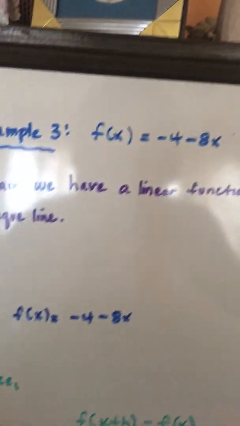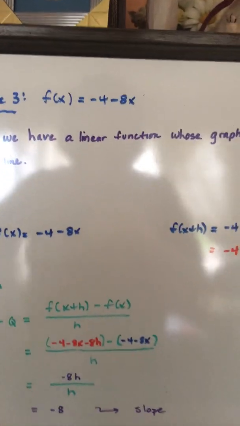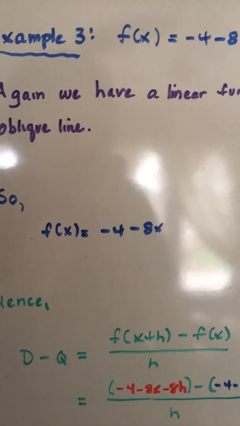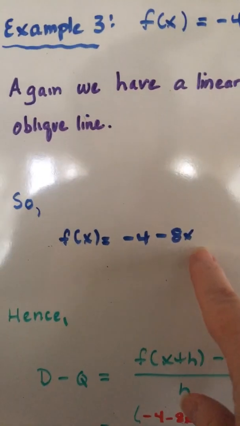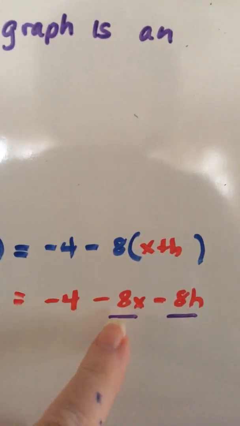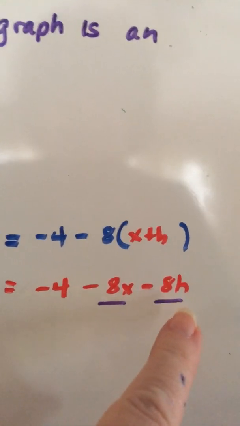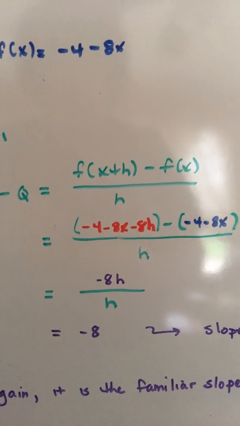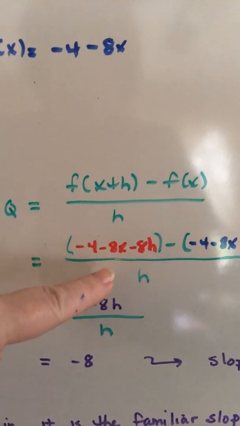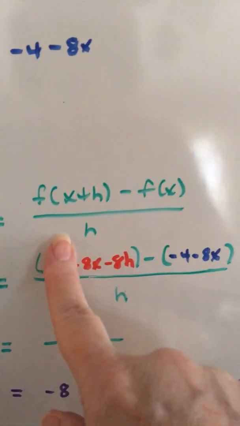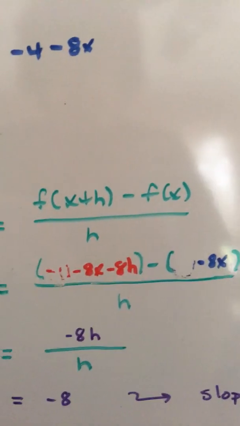We know this answer should be negative 8. Again, we have a linear function whose graph is an oblique line. Here's our function, f of x equals negative 4 minus 8x. I'm going to substitute x plus h there. Notice when I distribute, not only did I get a negative 8x, I get a negative 8h. So substituting into my difference quotient, f of x plus h minus f of x, I have my negative 4 minus 8x minus 8h and my negative 4 minus 8x. Notice a negative 4 minus a negative 4, they're gone.